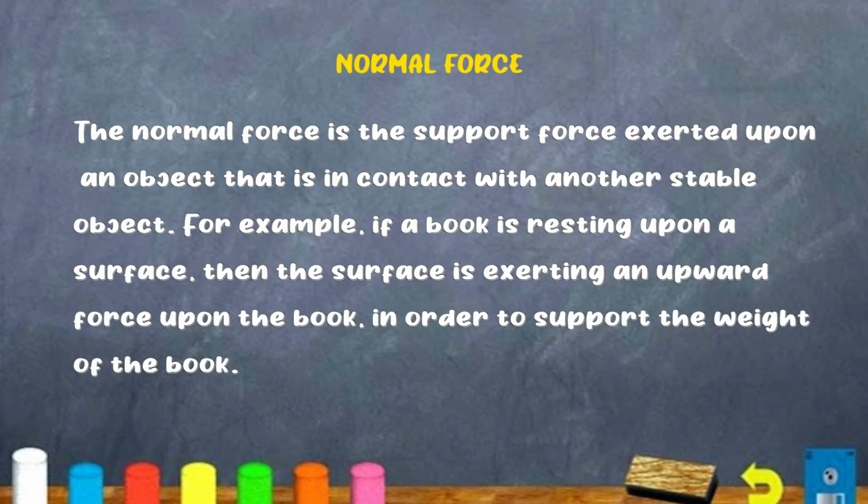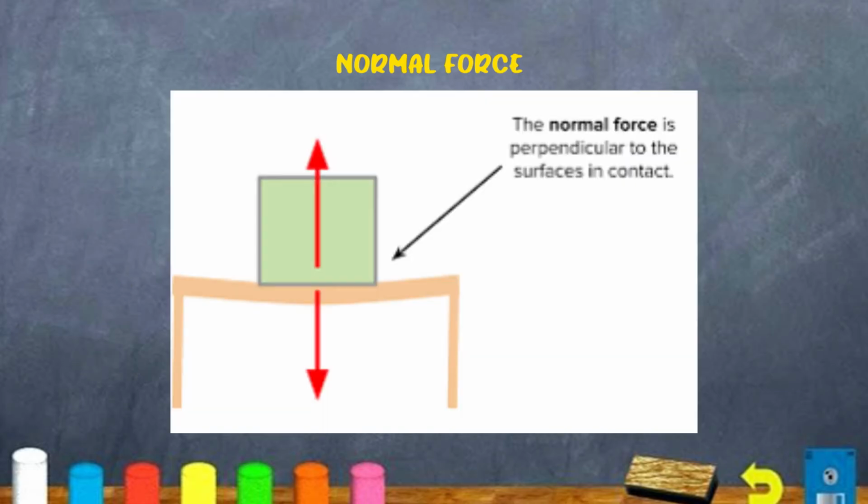Next, we'll move on to normal force. The normal force is the support force exerted upon an object that is in contact with another stable object. For example, if a book is resting upon a surface, then the surface is exerting an upward force upon the book in order to support the weight of that book. Now, boys and girls, let us take a look at an image that will show you what is normal force.